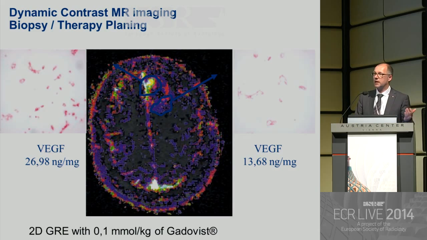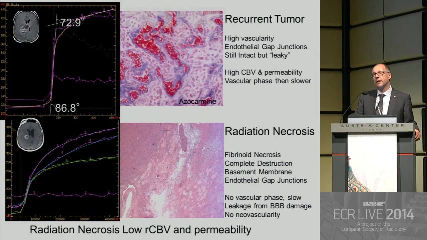We can use that method also to better assess the treatment follow-up, because the signal intensity time curve is very different in lesions where you have a recurrent tumor with high vascularity compared to areas where we don't have a high vascularity, where we have only a leakage and a damage of the blood-brain barrier. At the end, the tumors look the same because they both show contrast enhancement, but the time curve of the enhancement is totally different.